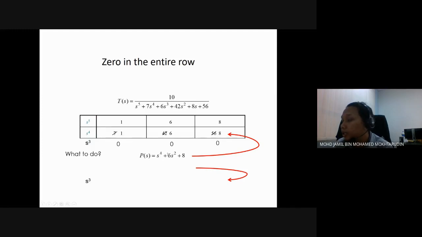The second term is s to the power of 2, with coefficient 6. And lastly is s to the power of 0, or no s, with coefficient 8. Then what you need to do next is differentiate the polynomial P(s). You will get 4s cubed plus 12s. And then next you need to use the differentiation of P(s).